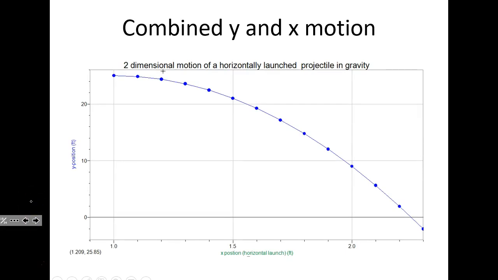So let's suppose we combine x and y motion together into one. So this is two-dimensional motion of a horizontally launched projectile in gravity. We've got the y position versus the x position. As we look at the x position, as we read the displacement across the x, from here to here, we get a certain displacement. From here to here, we get a certain displacement. From here to here, same displacement, same displacement, same displacement.